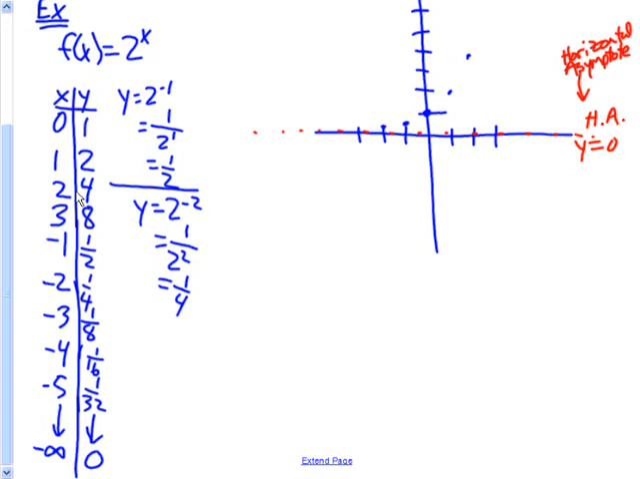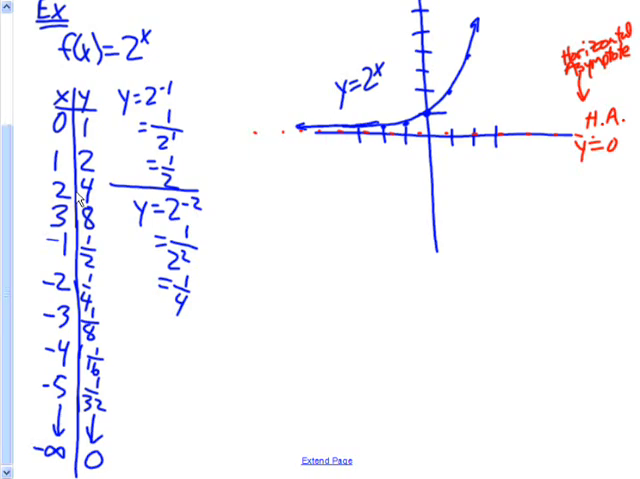So let's see if I can draw this here. Okay, and this thing is slowly, slowly, slowly getting closer and closer to 0, okay? So this is y equals 2 to the x. Y equals 2 to the x. Now you're going to have some manipulations. This is like your parent graph for an exponential function.